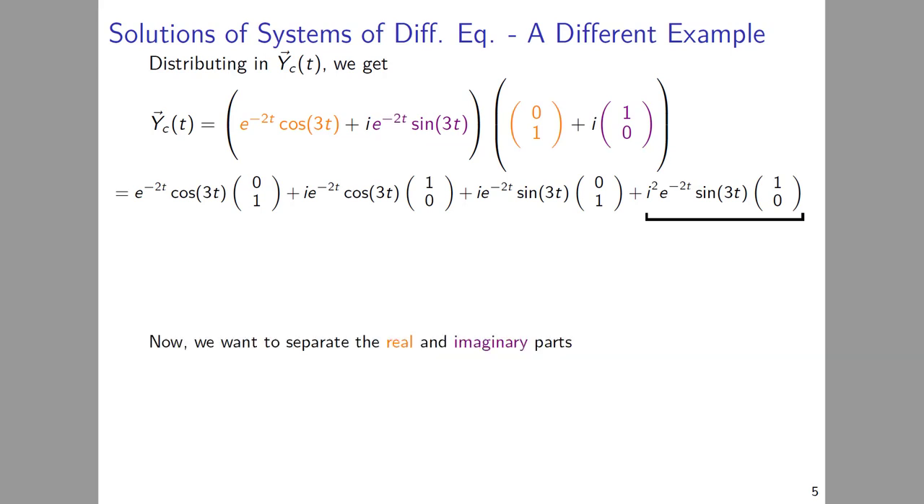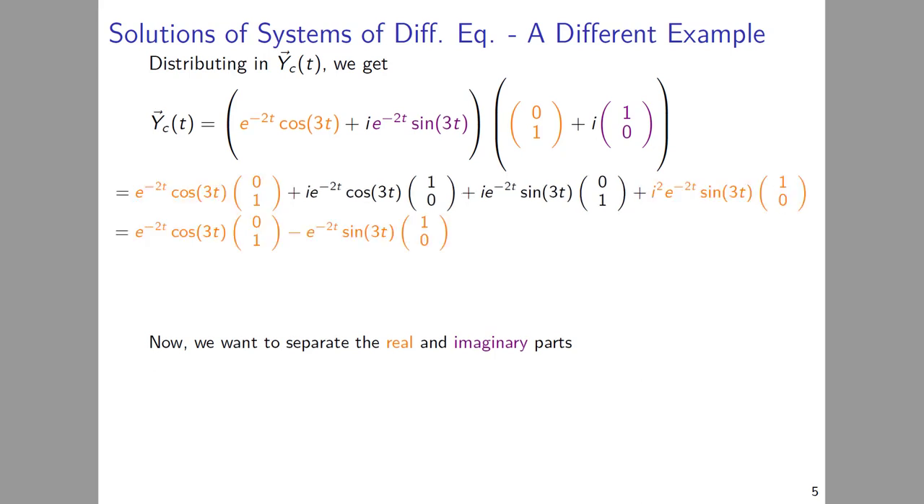Now remember, we want to split this into its real and imaginary parts. We'll start by getting the real parts. e to the negative 2t cosine 3t times the vector 0, 1 is completely real, and i squared e to the negative 2t sine 3t times the vector 1, 0 is also completely real because i squared is negative 1. So we have e to the negative 2t cosine 3t times 0, 1 minus e to the negative 2t sine 3t times 1, 0.